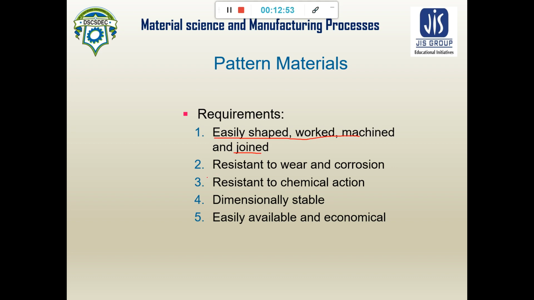The second requirement is that the pattern should be resistant to wear and corrosion. Third, the pattern should be resistant to chemical action, or the chemical affinity of the pattern should be very low. The pattern should be dimensionally stable, meaning the dimension should be similar to our desired shape. Next is easy availability: the pattern material should be easily available.